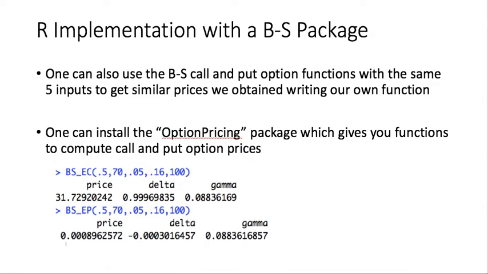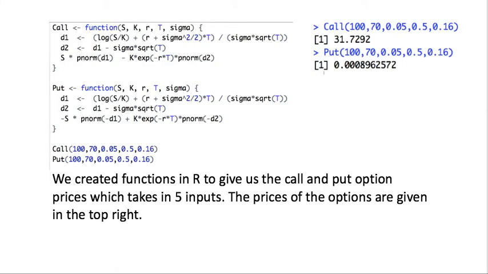So now using the package, we can use the package option pricing here, as you see in quotes. Load in the package, and it gives us 2 functions, BSEC and BSEP, which are the Black-Scholes European call option and Black-Scholes European put option. The order was a little bit different than what I had before, but I give the same inputs, and the prices are identical to what we had on the previous 2 slides.